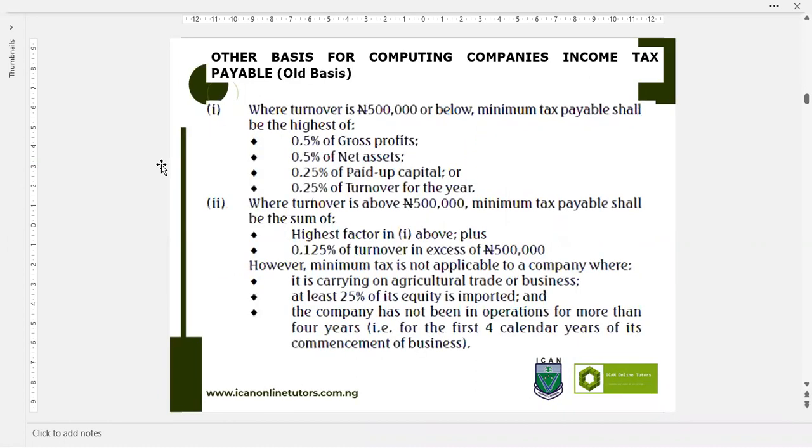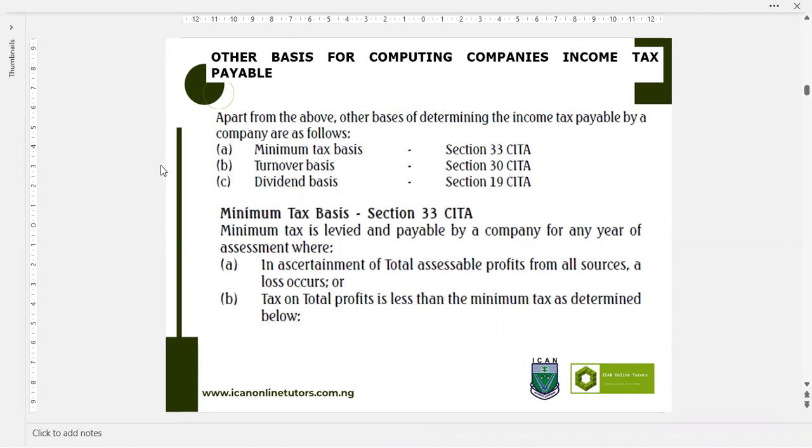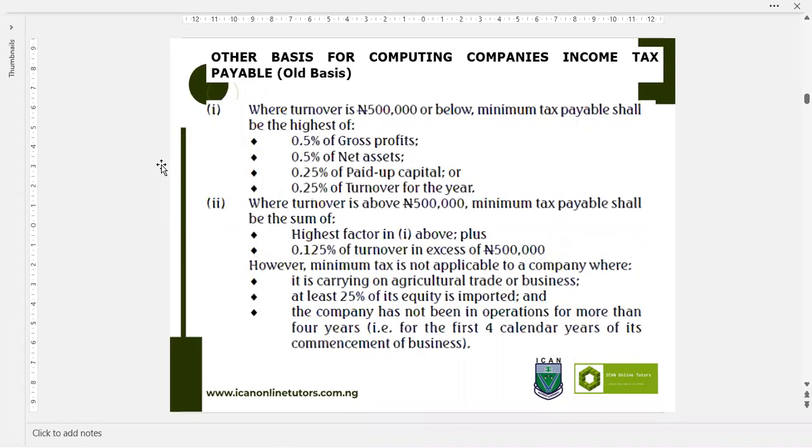Now, the first two circumstances are, first, where the company has incurred a loss, so the total assessable profit from all sources results in a loss. And secondly, based on the computation as per the minimum tax basis, the tax payable is higher than that of the normal basis. So the taxpayer will pay the higher of the two.